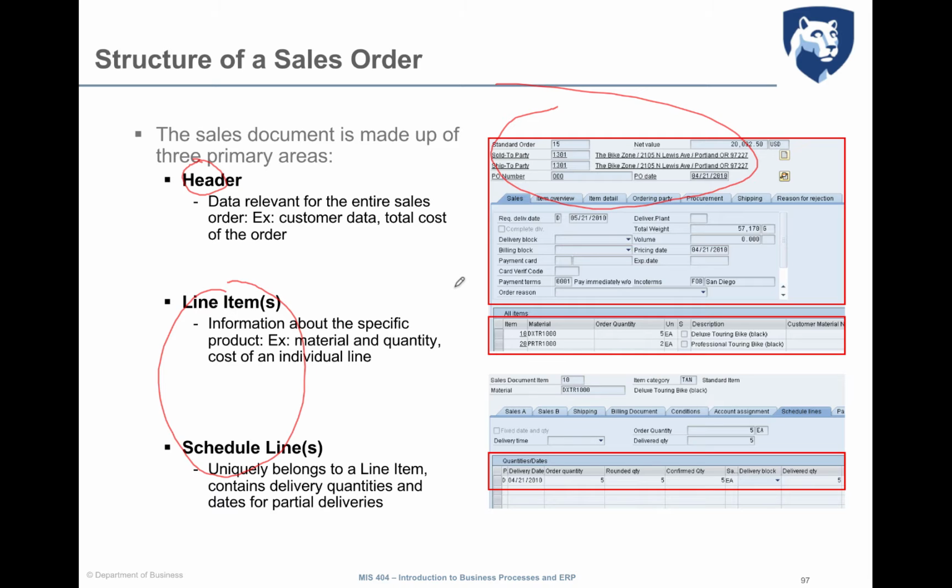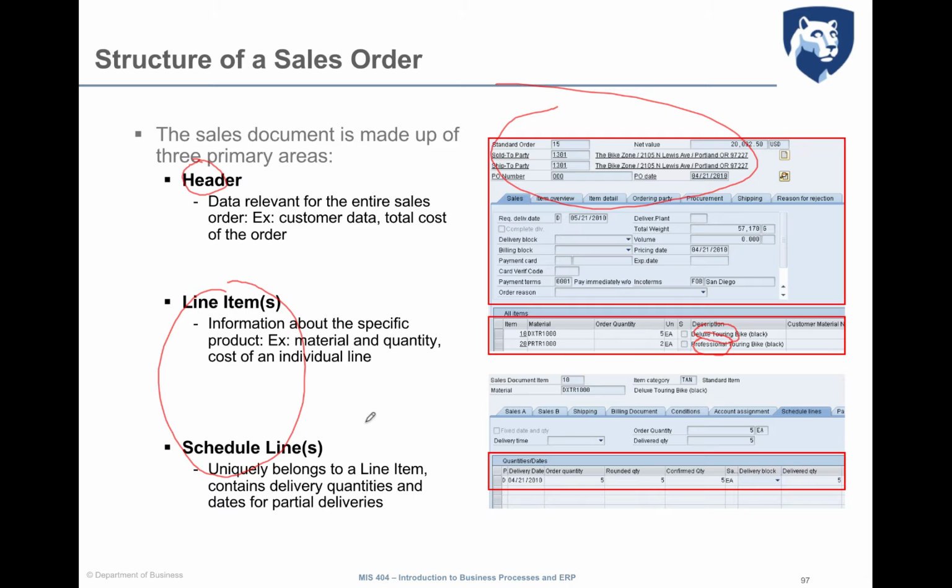I mean, each document needs to include one or more line items, which means the material and quantity and cost of what you have to deliver to the customer. So what is included? I mean, the items that are included in the sales order. In this case, for example, deluxe touring bike and professional touring bike.